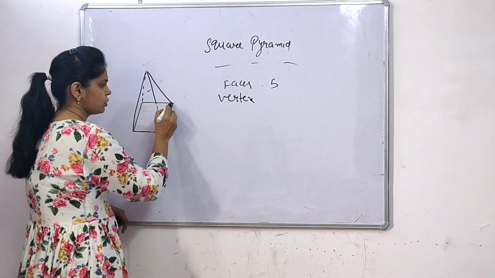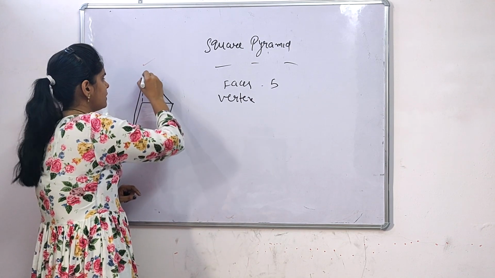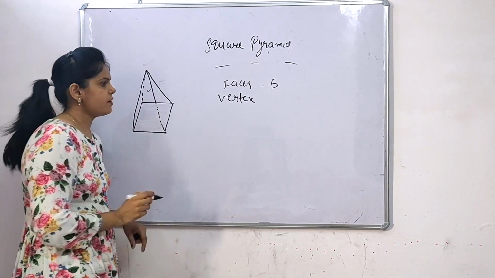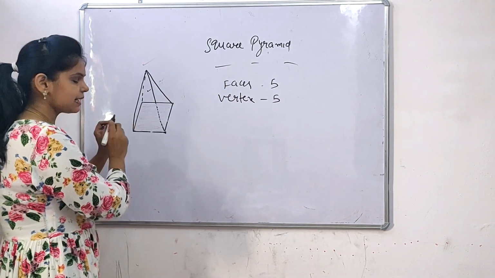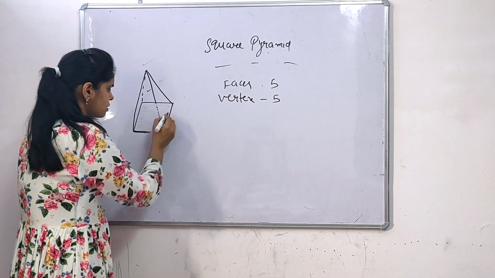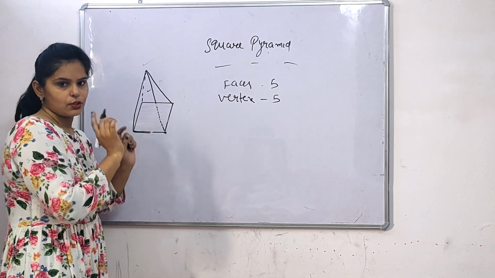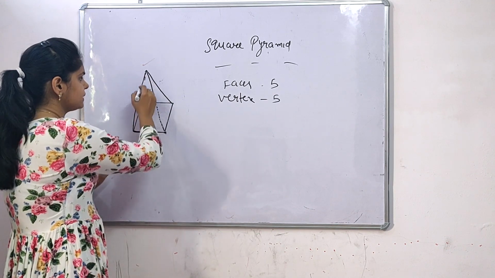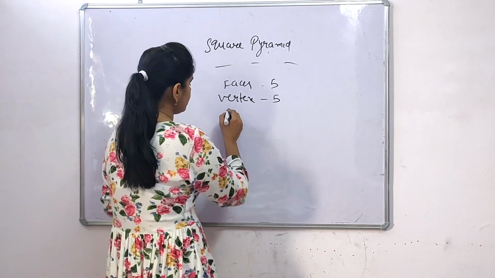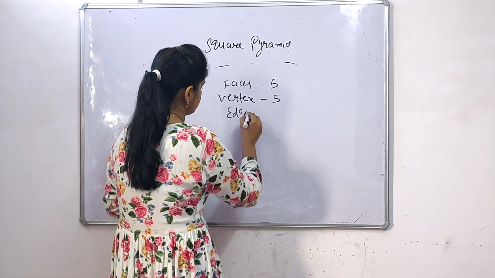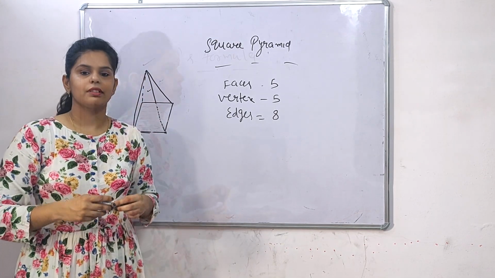And vertices. So 1, 2, 3 and 4, and one is at the upper. So 5 vertices are here. And edges means these line segments. So 1, 2, 3, 4. So 4 sides of the square and 4 of these which are meeting at the vertex. So how many edges are here? 8, right?